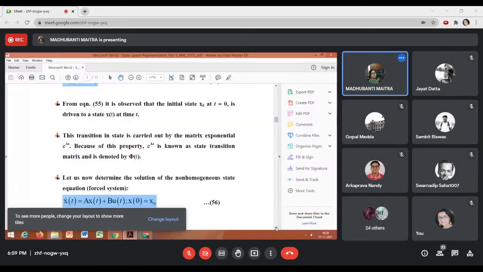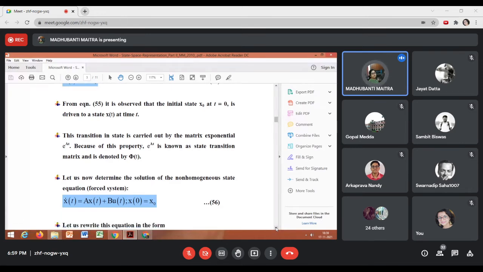Now suppose a function has been applied to the system, that means there is some input to the system. Then how can we obtain the state transition matrix? Because from what we have discussed so far, it's apparent that if we can find the state transition matrix, then we'll be able to solve the state equation, or in other words, we'll be able to find xt.